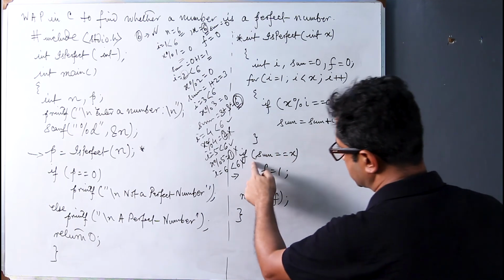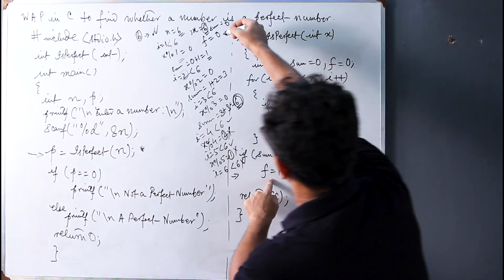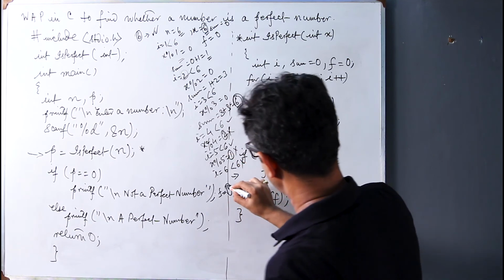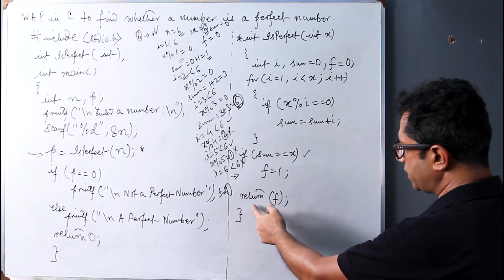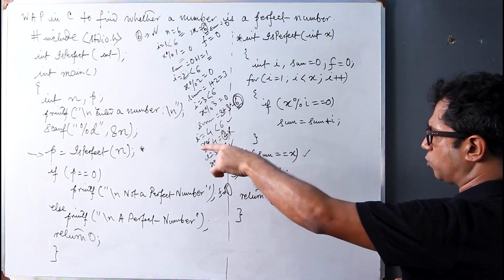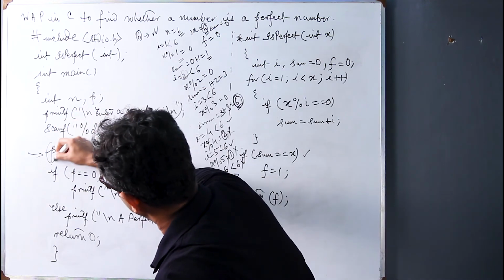So in that case, this condition holds, and f was 0 previously, now f will become how much? F will become 1. So f will become 1, and after that we will return the value of f to the calling module, and whatever is the value of f will go into the variable p.